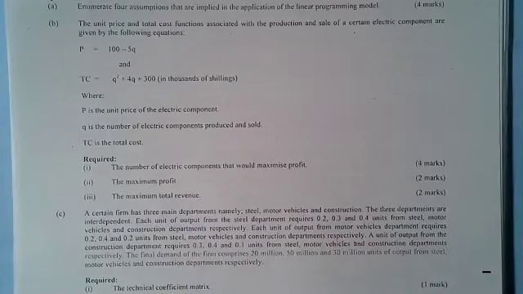For part B, you are told that the unit price and the total cost function associated with the production and sales of a certain electric component are given by the following equations. So we have the price there and we have TC, the total cost, where P is the unit price of the electric component, Q is the number of electric components produced and sold, and TC is the total cost. Required: 1, the number of electric components that would maximize profit. That means they want Q. Number 2, the maximum profit. And number 3, the maximum total revenue.